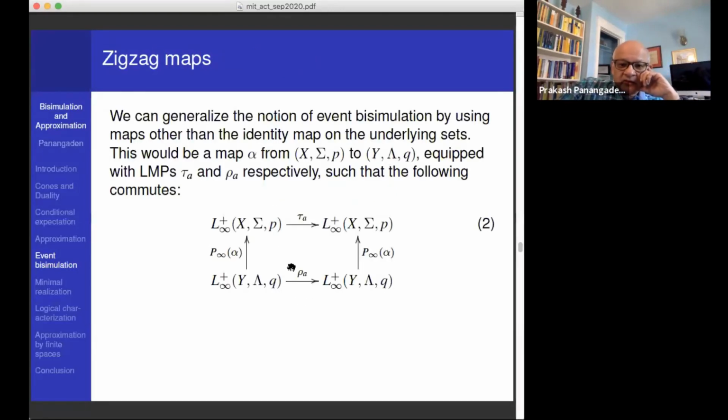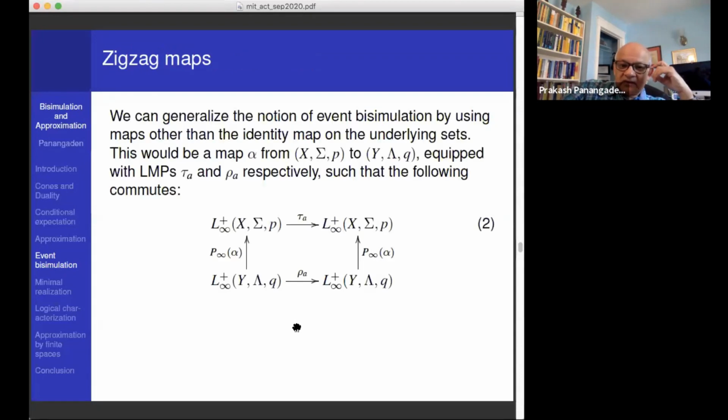Okay, so once again, we're going to define a special kind of morphism. So this is a map from (X, sigma, p) to (Y, lambda, q), equipped with Markov process structures tau and rho, such that the following diagram commutes. So you precompose with alpha, that gets you here, and then you do the transition as dictated by tau. And that's exactly the same as doing the transition down here as dictated by rho, and then embedding it up there. Okay, so this says tau and rho are really describing exactly the same dynamics. You can either just do it that way, or you can do it this way and you'll find exactly the same thing.